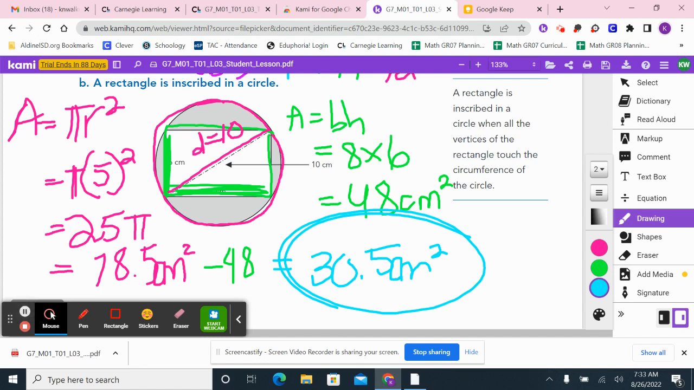In summary, we can use familiar formulas to determine the area of shaded regions in geometric figures. Awesome job today.